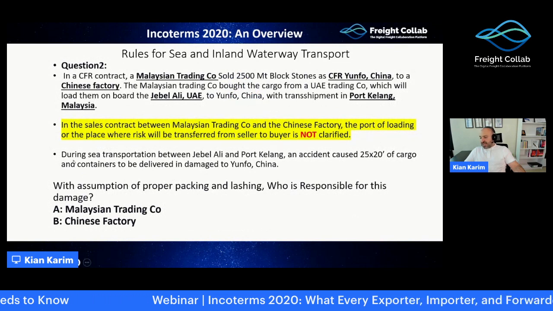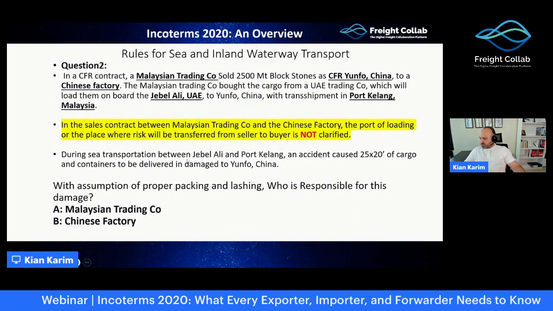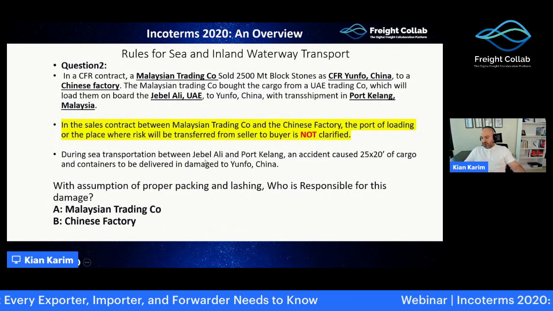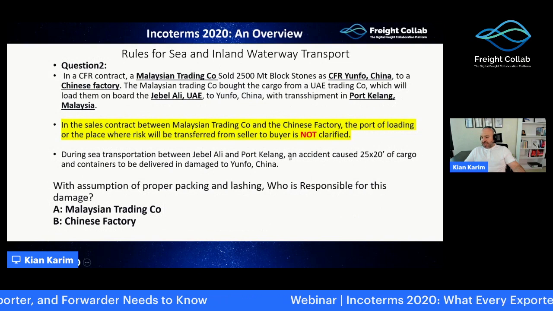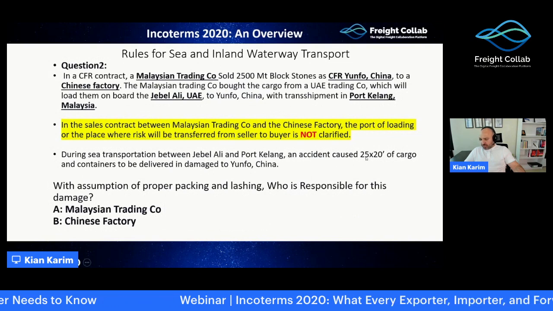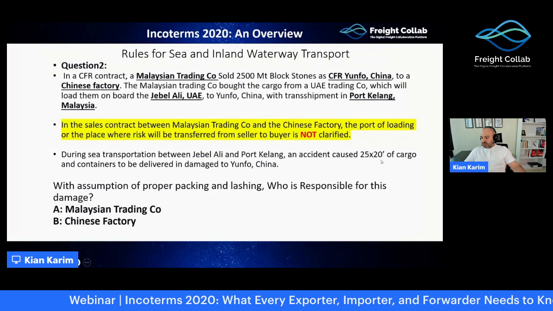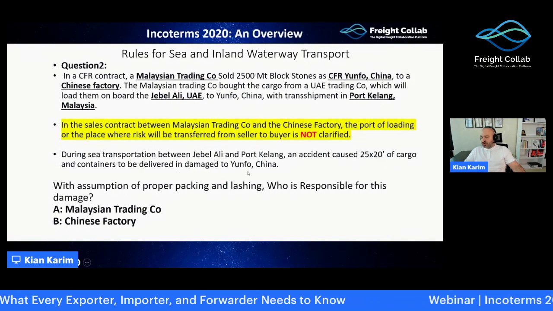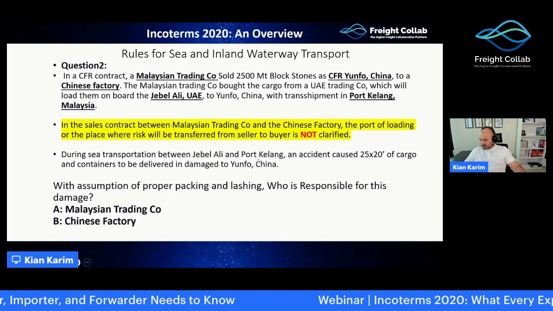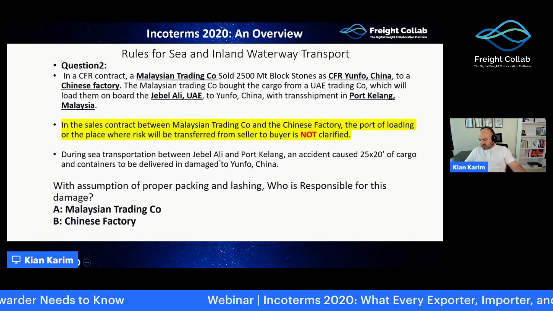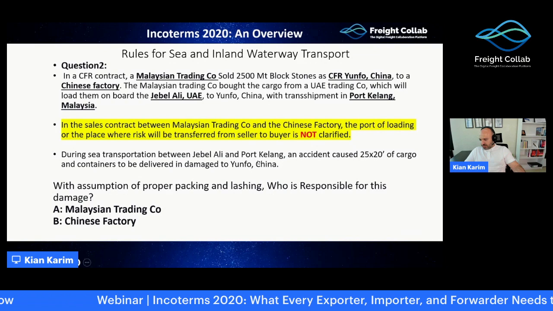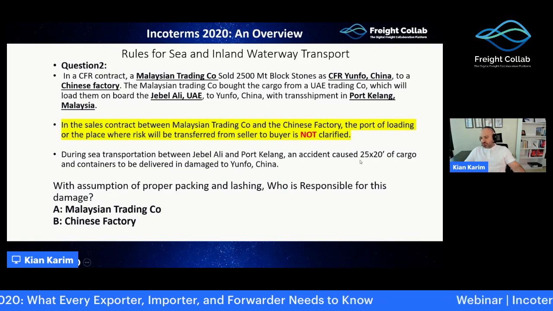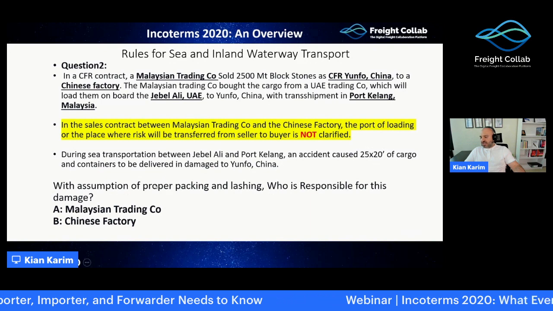And this accident happened during the sea transportation between Jebel Ali and Port Klang. It means that the cargo didn't arrive at Port Klang. An accident in the middle of the sea transportation from Jebel Ali to Port Klang caused 25 of the containers to be delivered damaged to Yunfo, China.